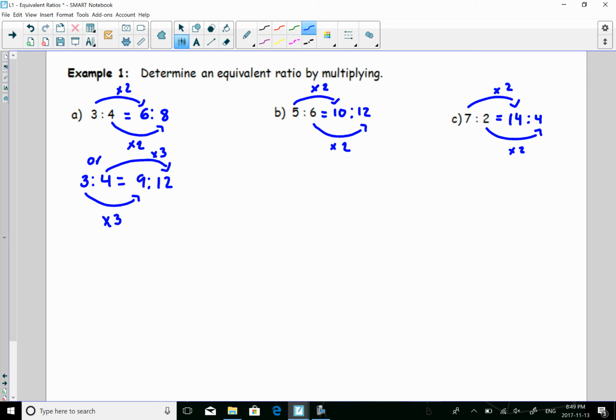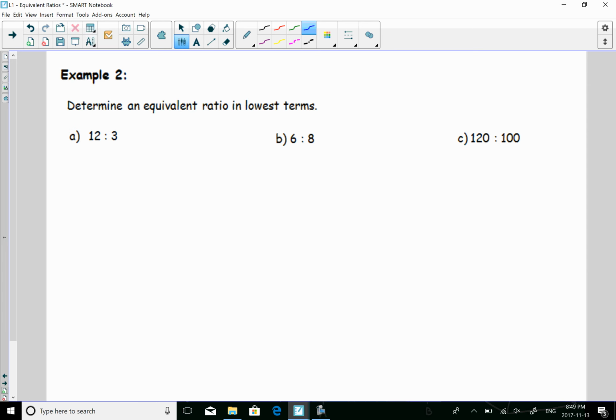Okay. So another practice example says determine an equivalent ratio in lowest terms. In other words, it's telling me to divide. That's what lowest terms means. So 12 I can divide by 3, and 3 I can divide by 3. I get 4, and I get 1. Here I can divide by 2, and I get 3. Here I can divide by 2, and I get 4.